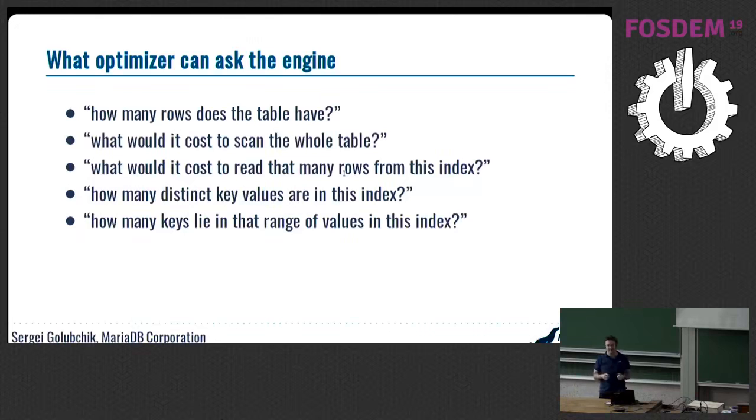Or how many distinct values are in the index? If the index has, say, 10 million rows and there are 1 million distinct values, then the optimizer would assume that every value is present about 10 times in the index. Or the optimizer could ask how many index values lie in the range between, say, 10,000 and 11,000. Then it would ask the cost to read them, compare with the full table scan, and so on. That works reasonably well, but there are some issues with that.